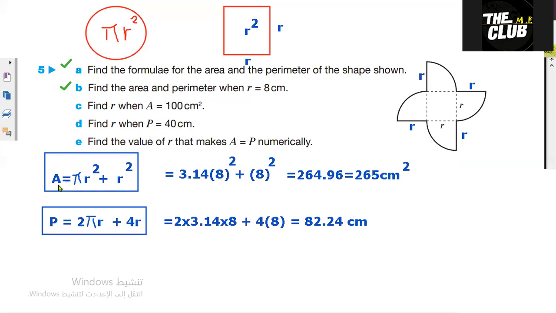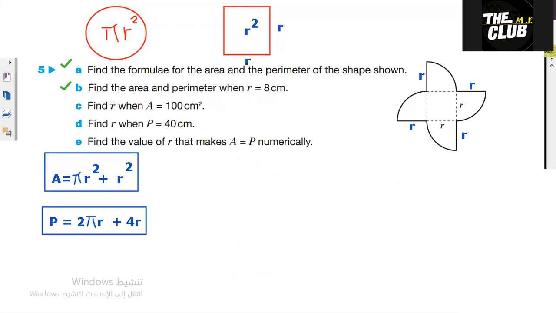Let's work with the first one. They said that the area is 100. The area is 100. Find the radius. So I'm going to say 100 equals pi, which is 3.14, r squared, plus r squared.